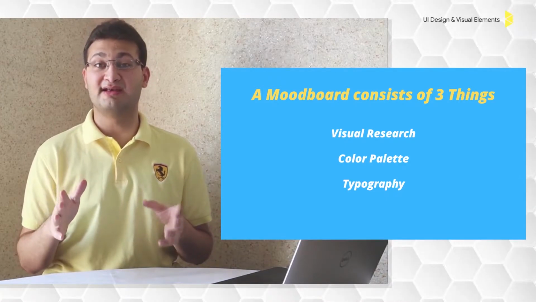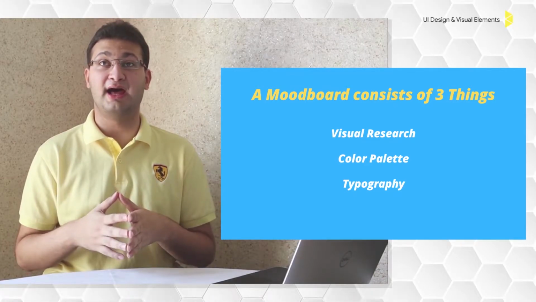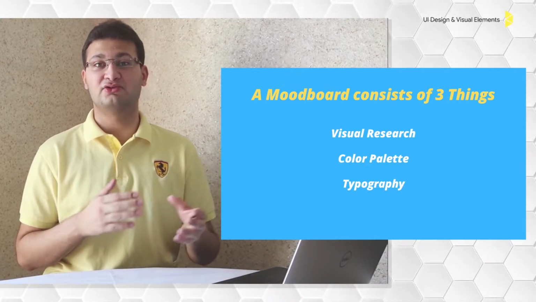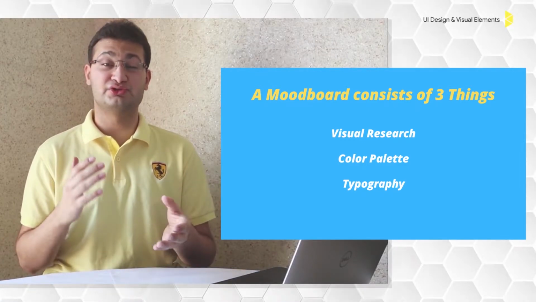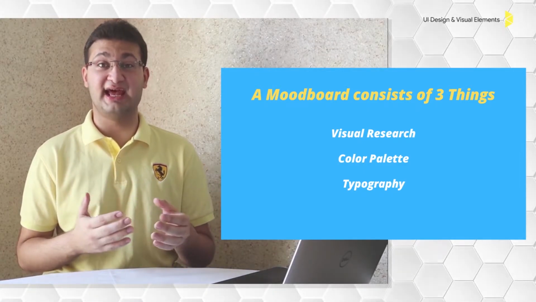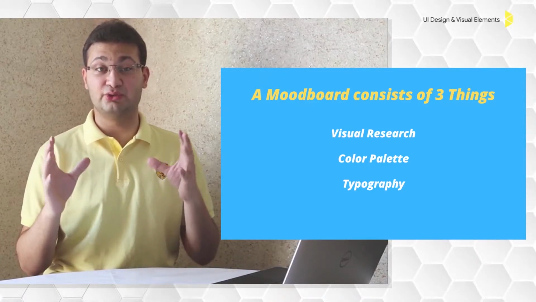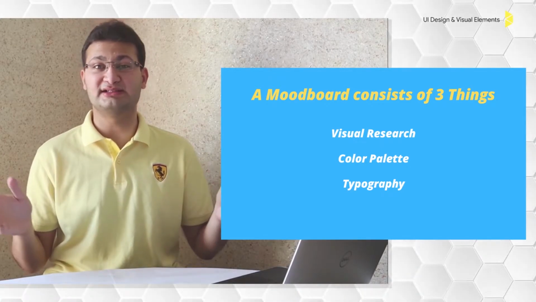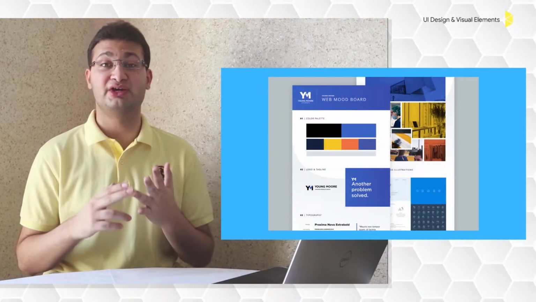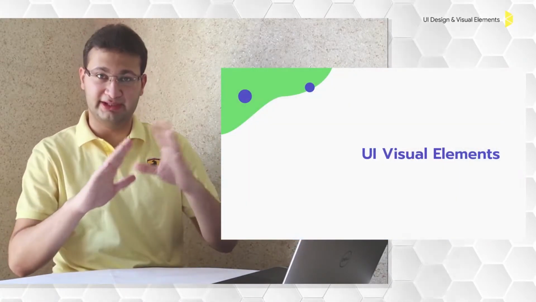The second part is the color palette. Colors are also visual, as well as the typography. Because of their visual nature, you can decide on certain typefaces and certain colors to convey that message in your UI, and you can collect those in the mood board as well. So a mood board consists of visual research, which are pictures, the color palette, and the typography. So that was all about the entire look and feel.